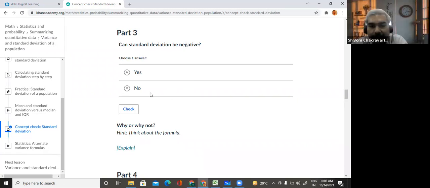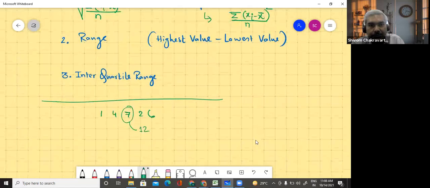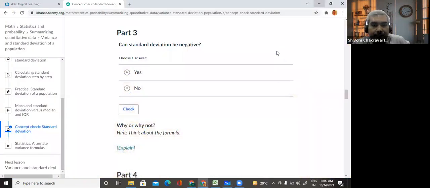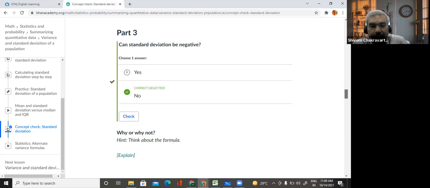No, it cannot be negative, because they have also given a very good hint. Think about the formula. This is the formula for standard deviation. First of all, it is inside the square root sign. And then you have only square terms here. Summation means all these square terms are being added. So all square terms will be positive, they are only being added. So there is no chance of standard deviation being negative. It will be zero only when all the points are the same. So can standard deviation be negative? No. Correct.